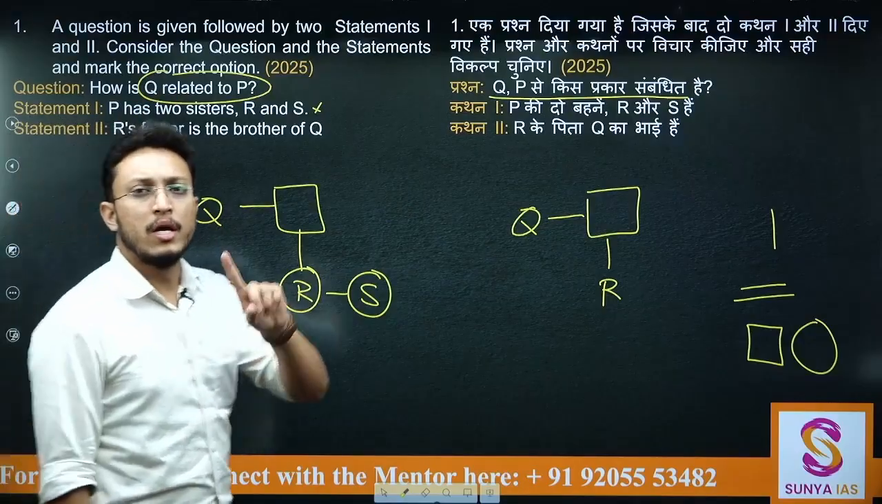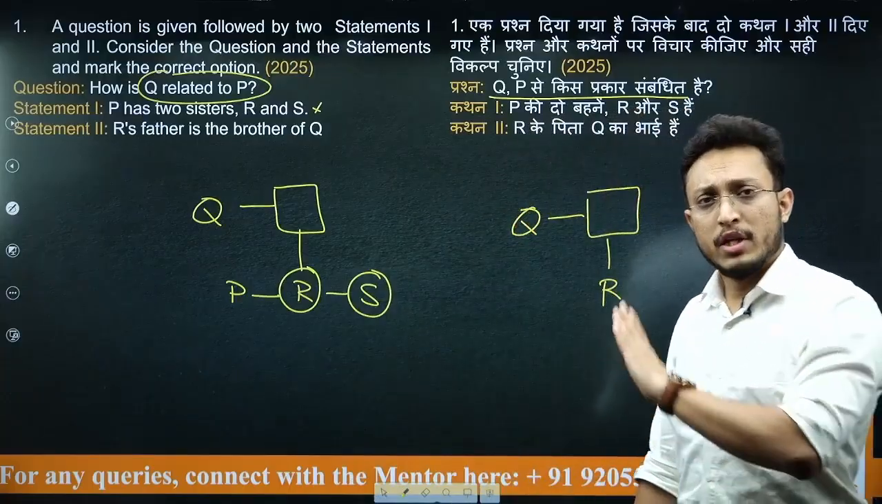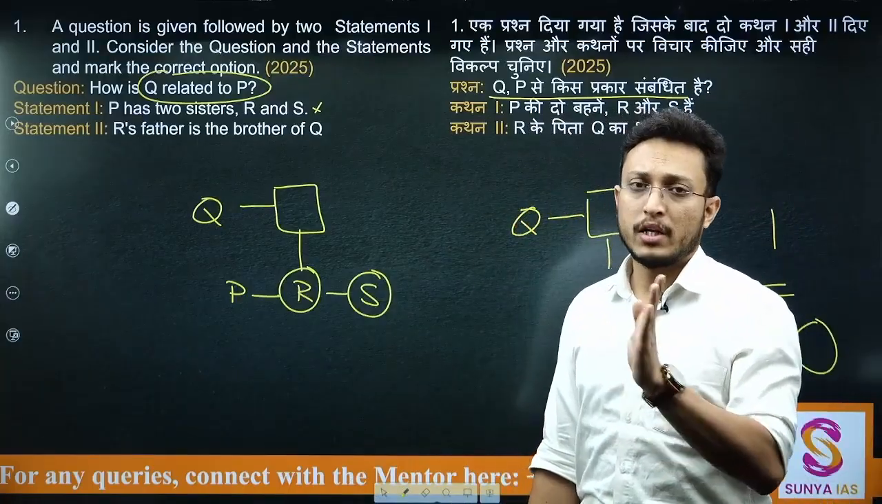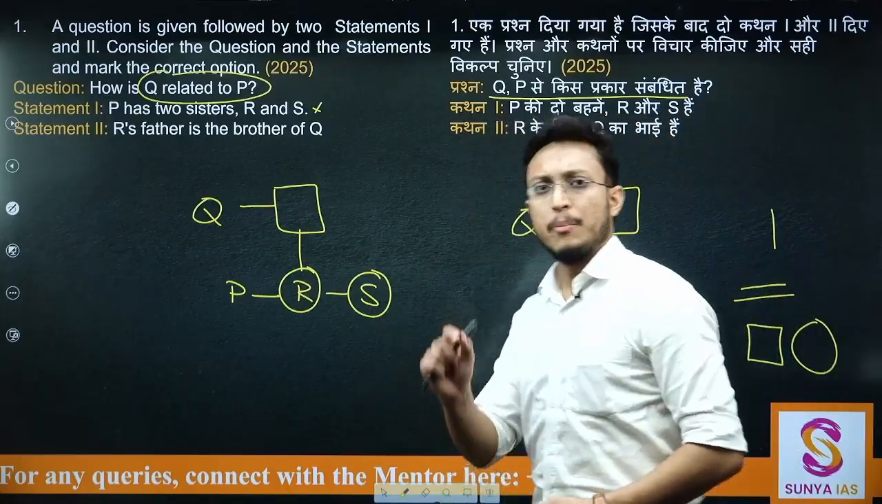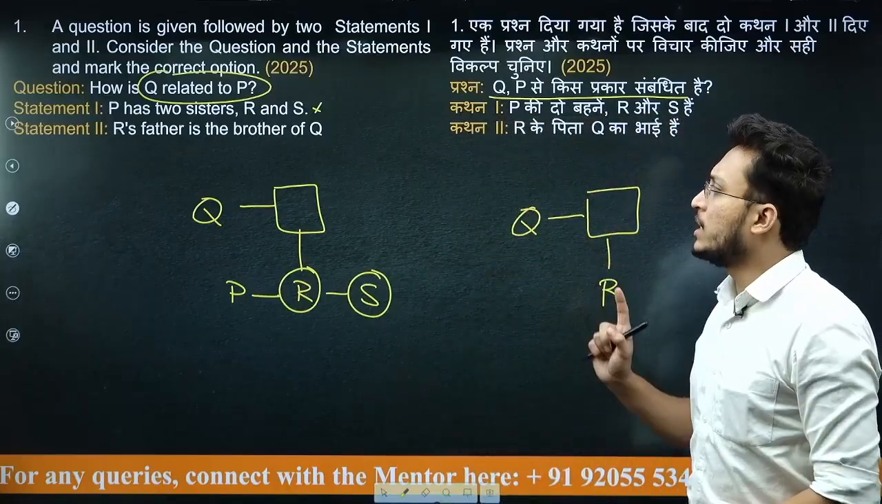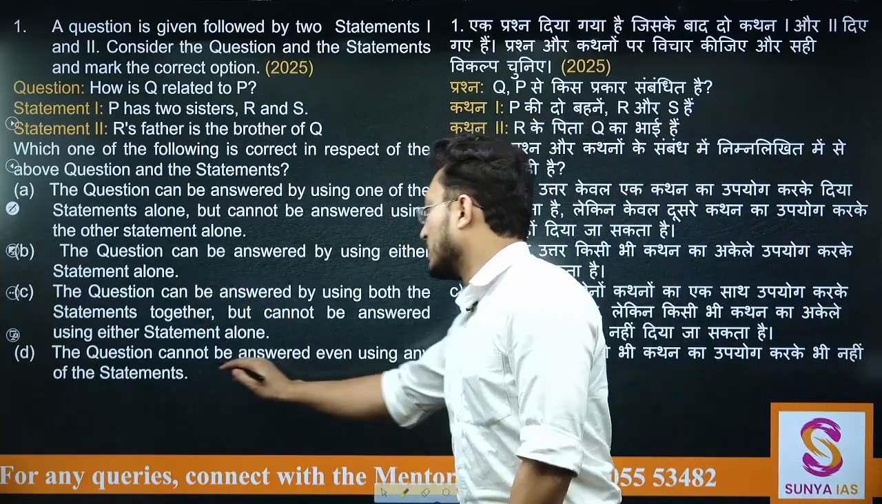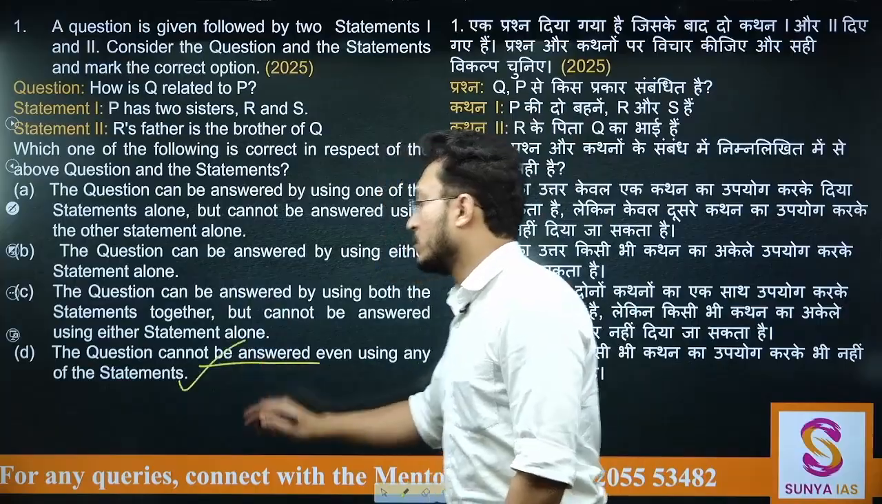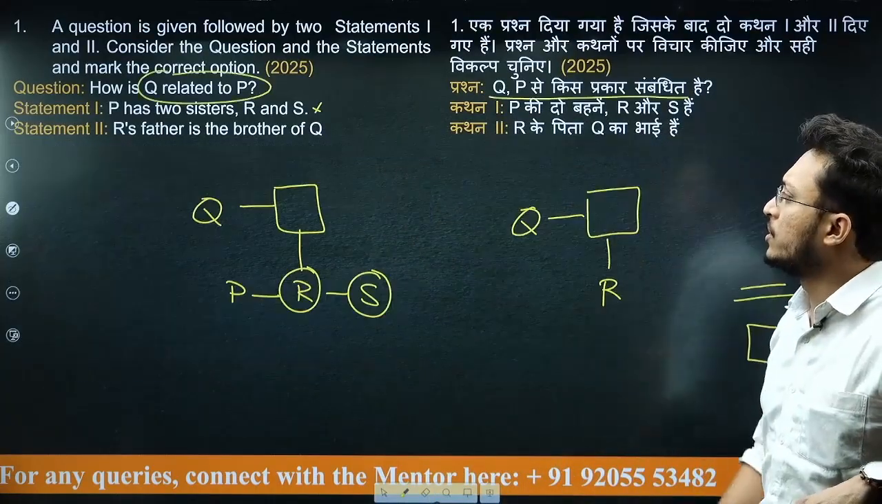What we can say is that Q is one of the siblings of P's father, but whether Q is the paternal uncle or the paternal aunt, we cannot say for sure because P's gender is not known. That is why the answer is: the question cannot be answered even by using any of the statements. So the answer is D here. Let's see the next question.